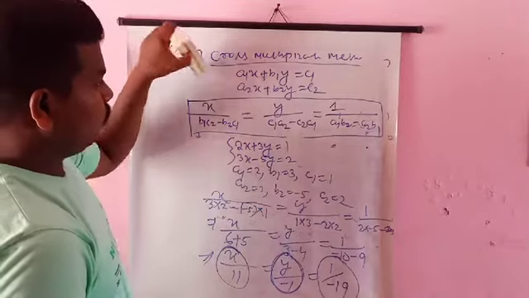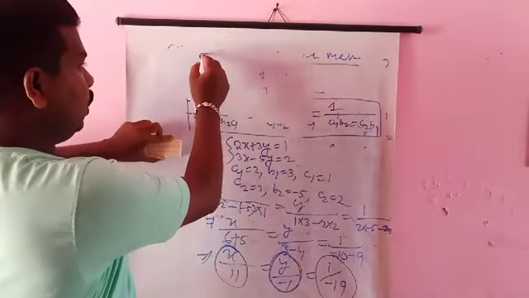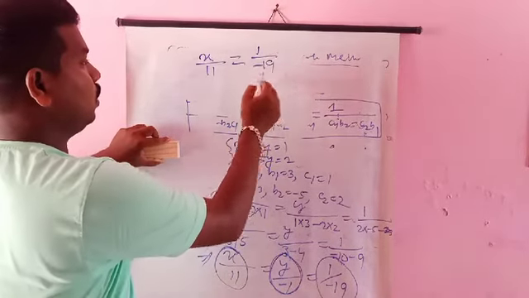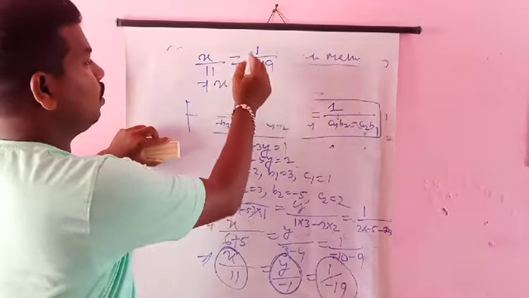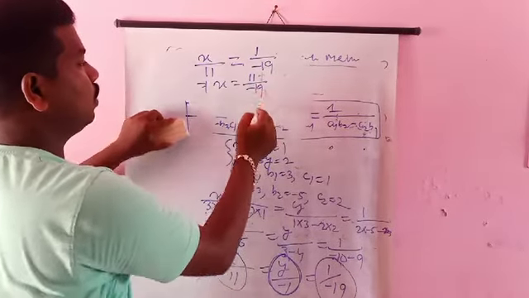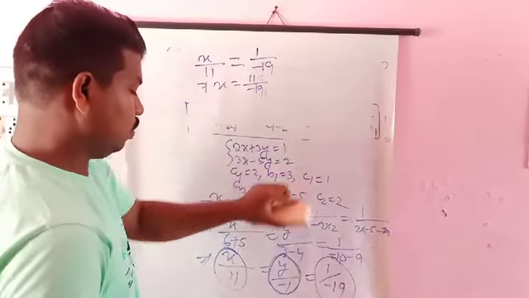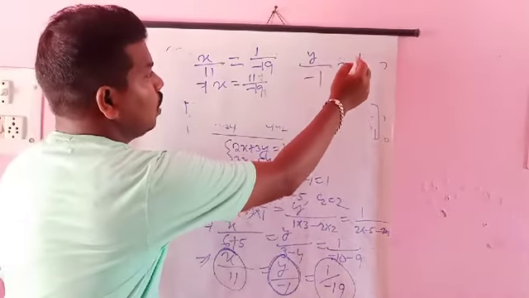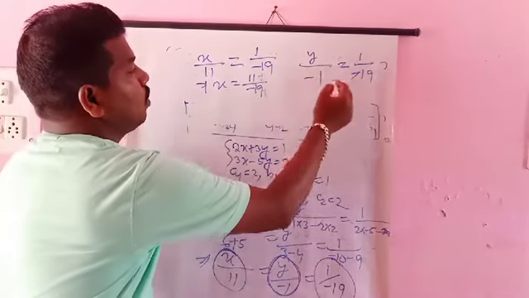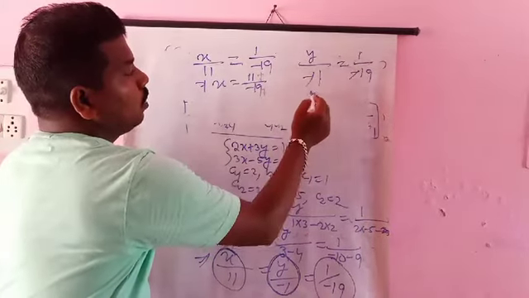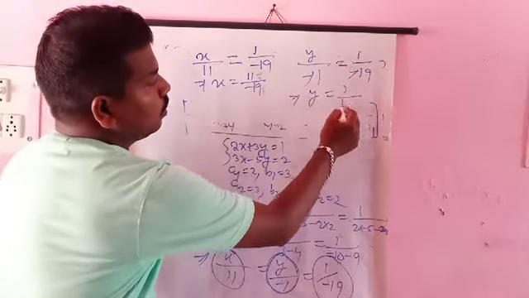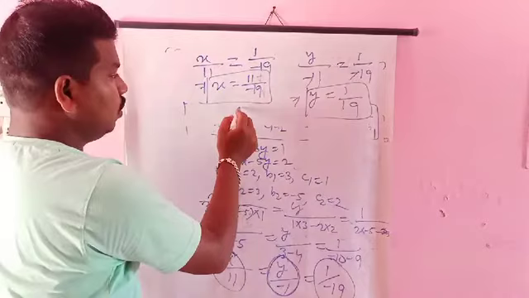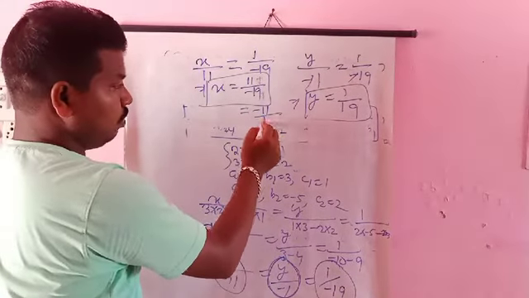So for that we take x by 11, the first ratio, equal to the third ratio, 1 by minus 19. That implies x equals 11 by minus 19. Similarly, the second ratio y by minus 1 equals 1 by minus 19. The minus signs cancel, and that implies y equals 1 by 19. So y equals 1 by 19, and x equals 11 by minus 19, which can be written as minus 11 by 19.